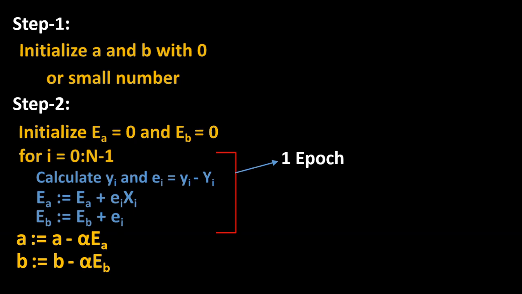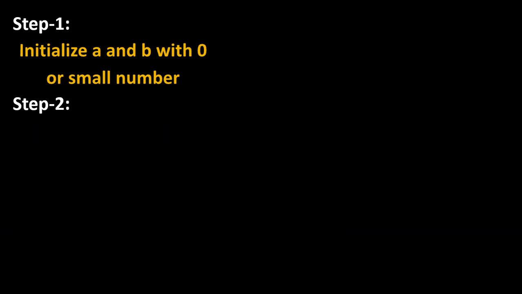Sometimes it is not possible to achieve a minima in single epoch. Therefore, we will have to update our parameter through multiple epochs. So what we can do is we can run a for loop for j going from 1 to epoch number of times and execute the code.